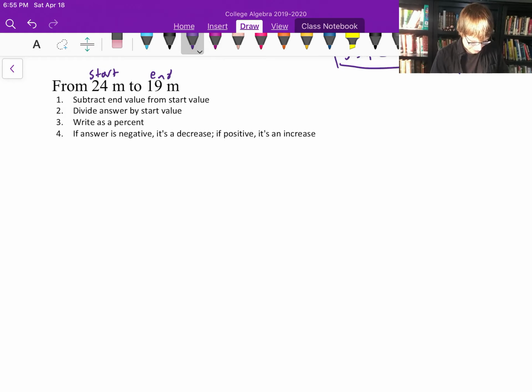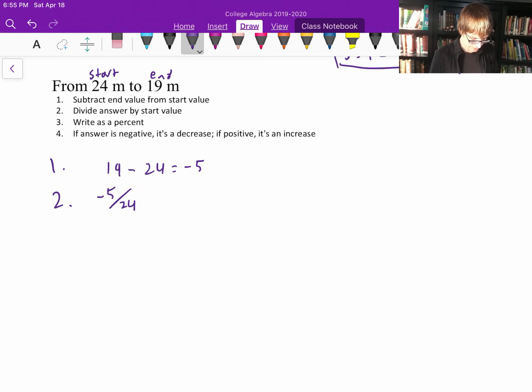First, we got to figure out how much that change was. How much did it actually change? So we'll take the end value and subtract the start value. So we get 19 minus 24, and that equals negative 5. That's step 1. Step 2 is we divide that answer from step 1 by the start value, the beginning value. So we get negative 5 divided by 24.